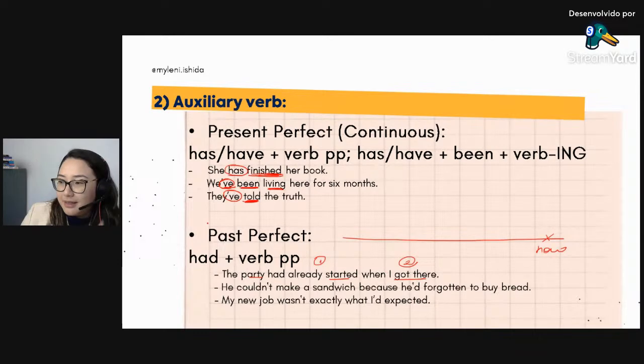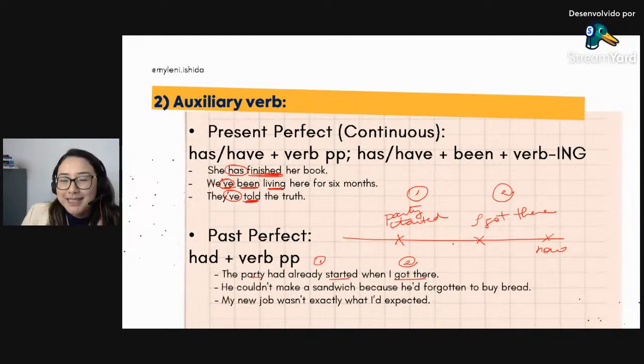So the party happened first. Look, the party started. I got to the party. I got there. First action, second action. I use the past perfect to let you know what happened before and after. What happened first? The party. So I use the past perfect to let you know what happened first. The party had started. What happened first goes with the past participle.